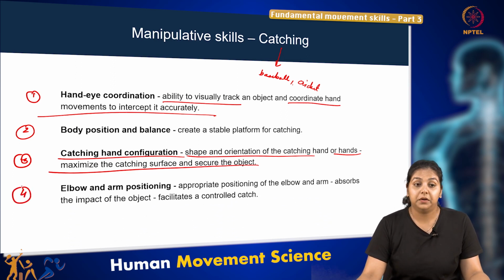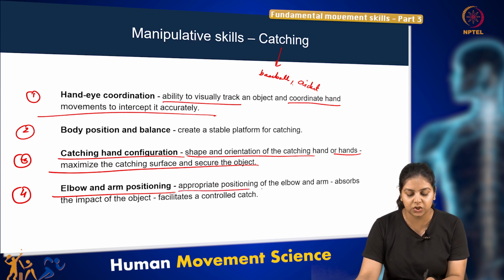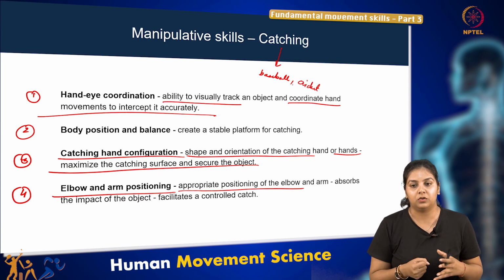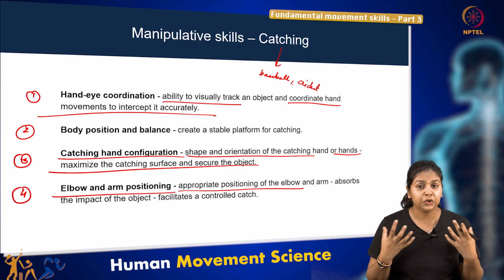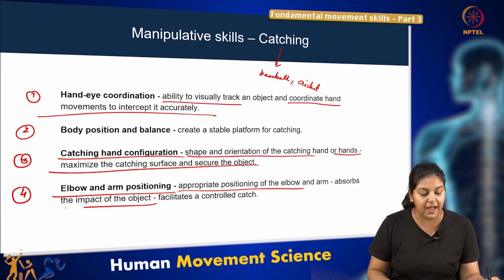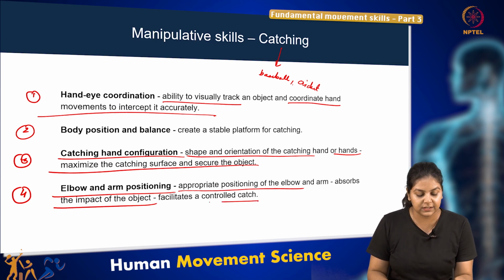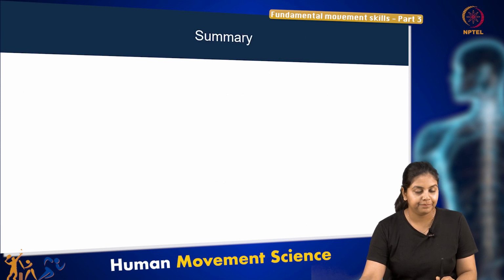Another variable that's quite important is your elbow and arm positioning, of course, because during your catching, along with the shape and orientation of the hand, appropriate positioning of the elbow and the arm allows for that absorption, right? So the absorption that you need to defend from the impact of the object, right? So it helps you to absorb, which is to facilitate a controlled catch, right? So quite important, which is your elbow and arm positioning.